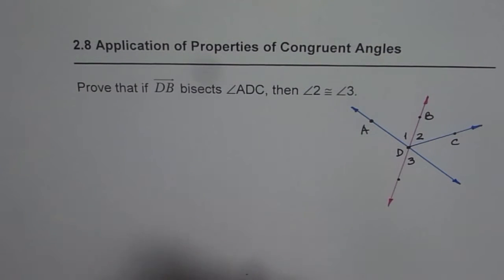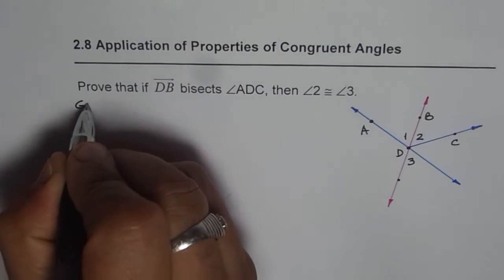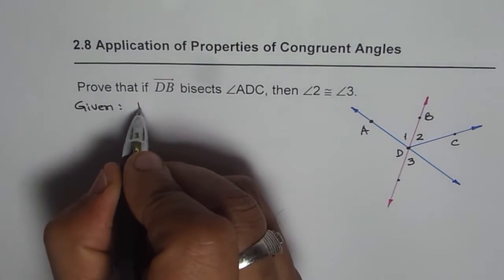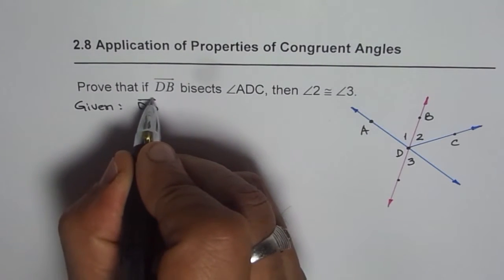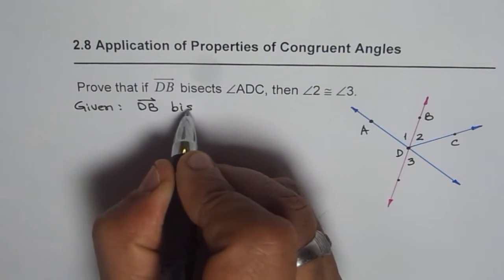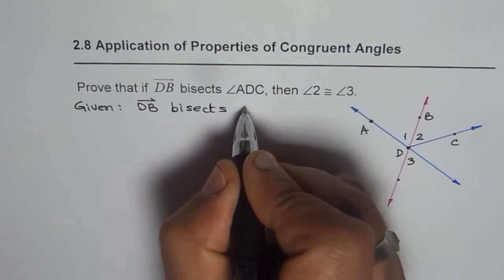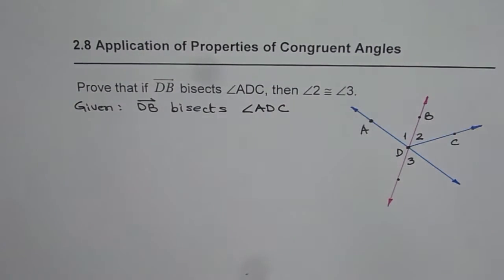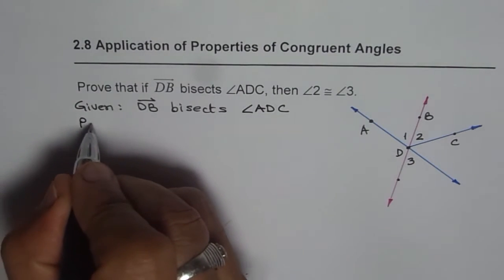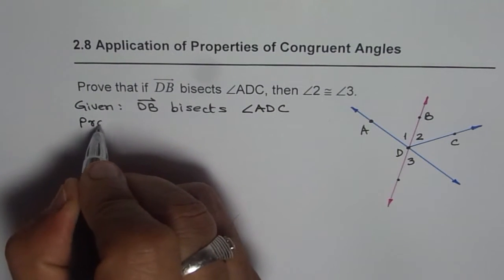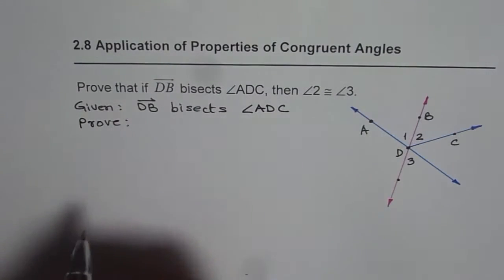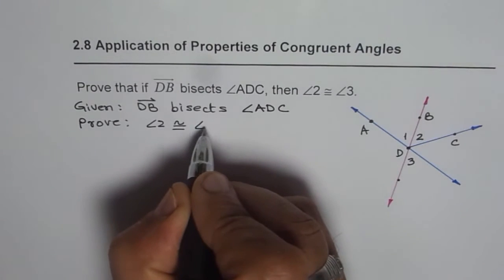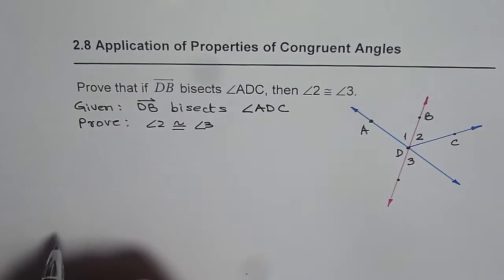So let's begin by writing what is given to us. So what we are given is a bisector. So we are given that line DB bisects angle ADC. So this is given to us, and what do we need to prove? We need to prove that angle 2 in the given diagram is congruent to angle 3.